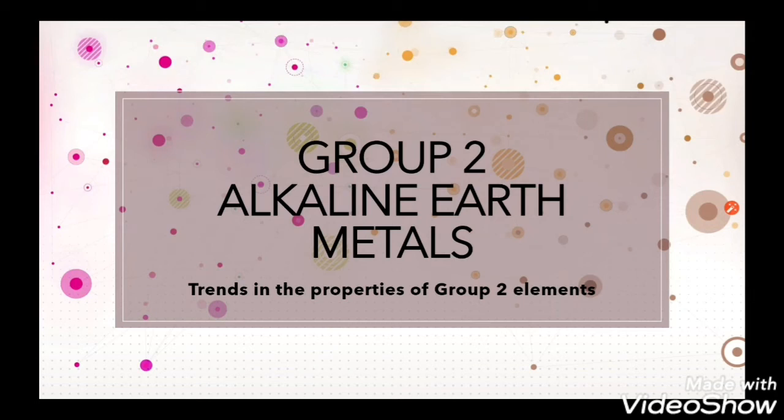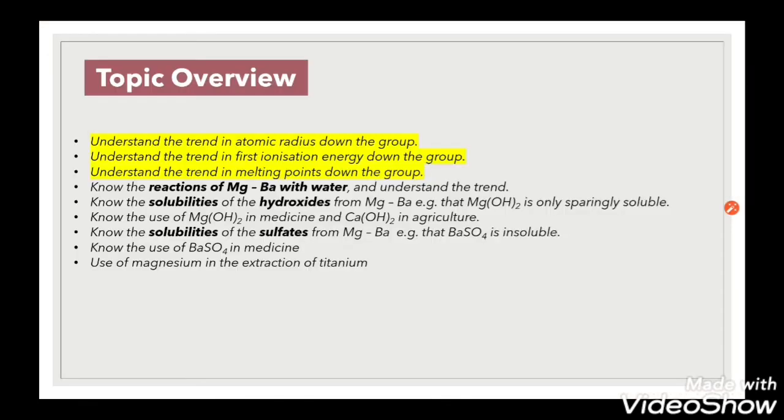So what we're going to look at today is part of the Group 2 topic in A-level chemistry, the alkaline earth metals. We'll be visiting some of the things that we've looked at before in other topics, and we're predominantly looking at the trends in properties of Group 2 in this particular episode. Okay, so this is the topic overview.